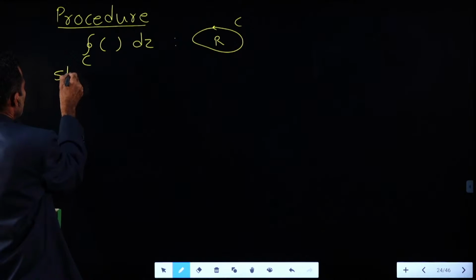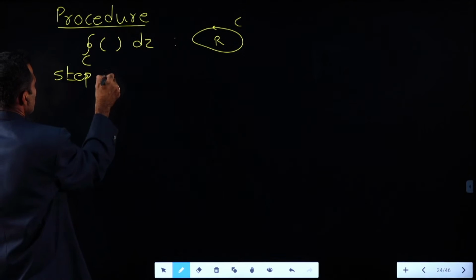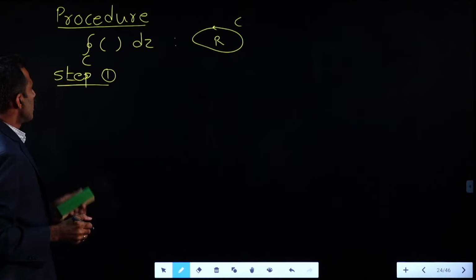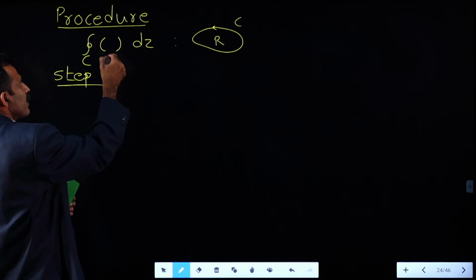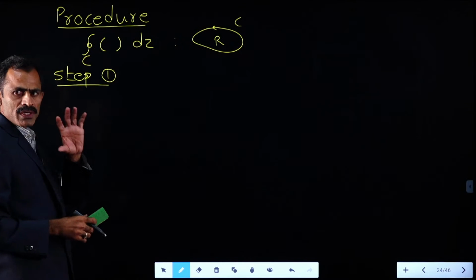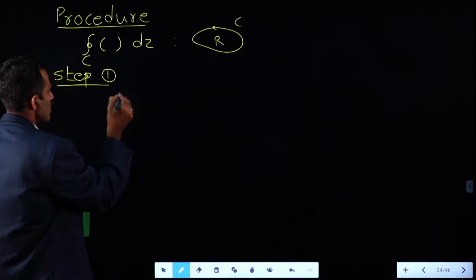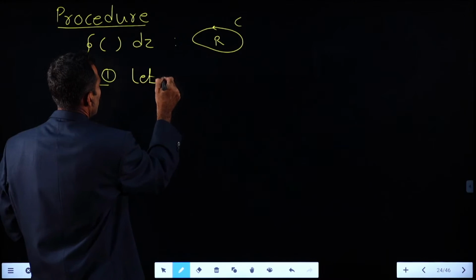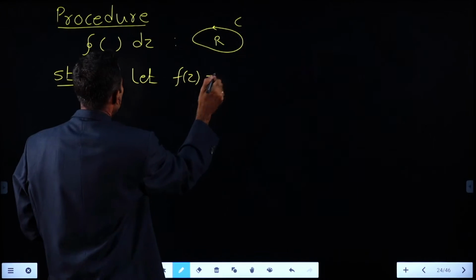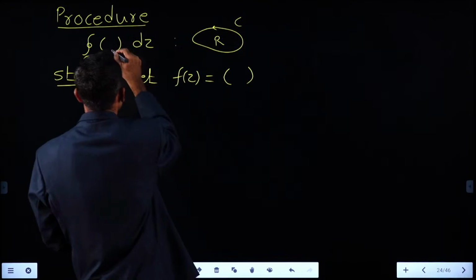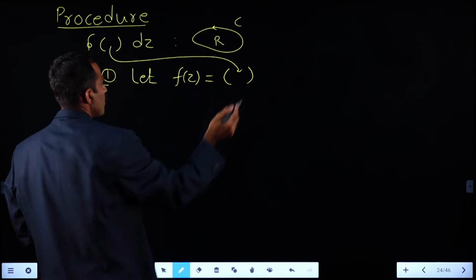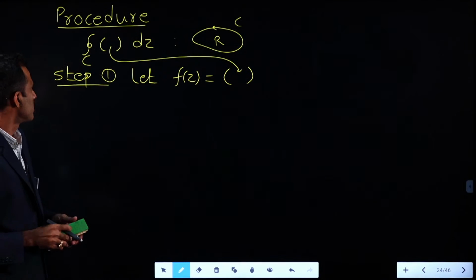Step number 1. Whatever the function is given inside the integral, let us choose that function as f(z). That is the first step. Let f(z) equal to whatever the function is given here; take this as the function f(z).